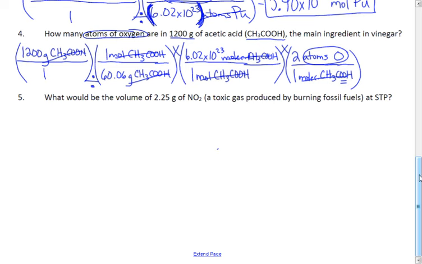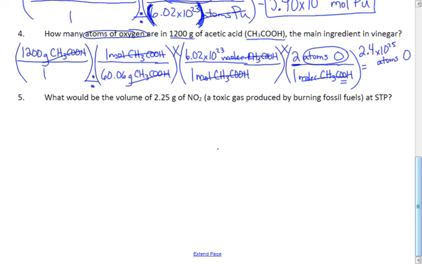So we started with 2 significant figures in our problem, and there were not any others that we worked with that would be smaller than that. Remember, if you have a whole number like our 2 here, we don't look at that. It has an infinite level of significance. So, rounded to 2 places, we get 2.4 times 10 to the 25th atoms of oxygen.